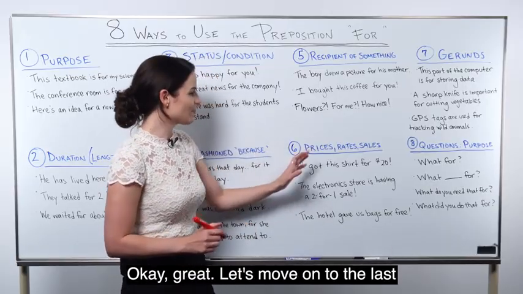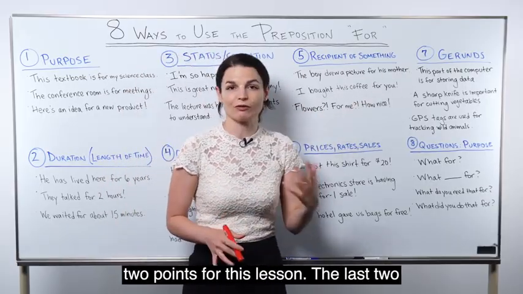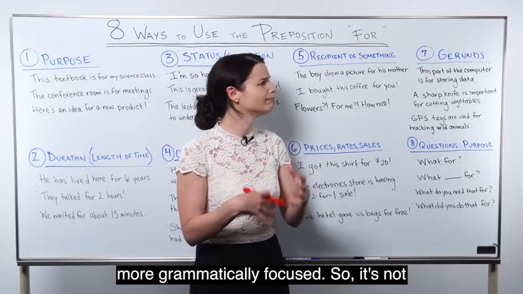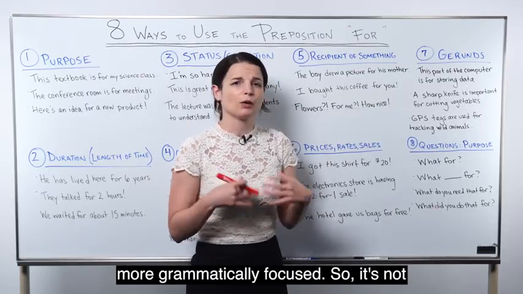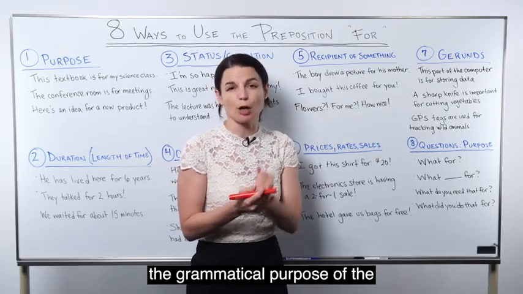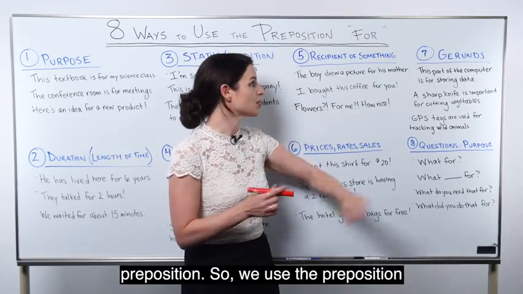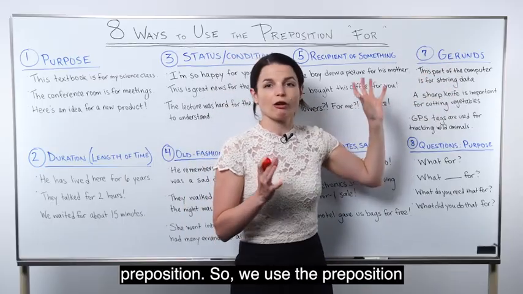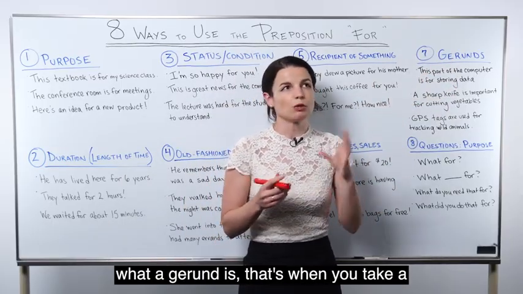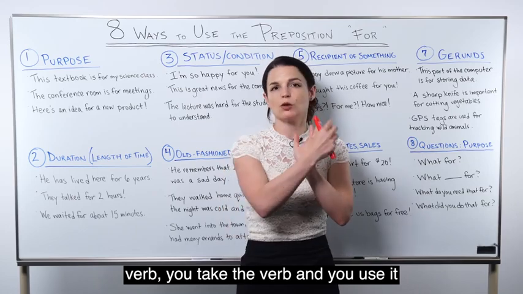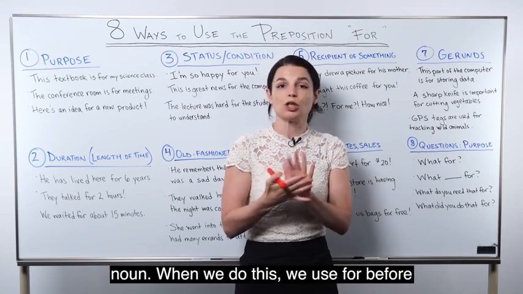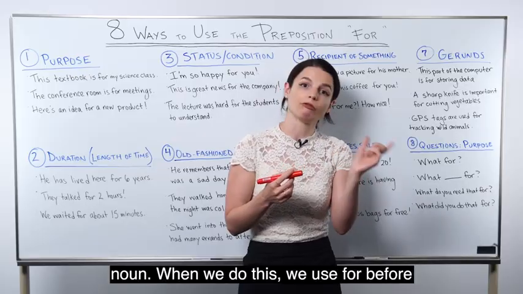Okay, great. Let's move on to the last 2 points for this lesson. The last 2 points I want to talk about are kind of more grammatically focused. So it's not so much about the meaning, but rather the grammatical purpose of the preposition. So we use the preposition for with gerunds. If you don't know what a gerund is, that's when you take a verb and use it in the ing form, but you use it as a noun. When we do this, we use for before that word.